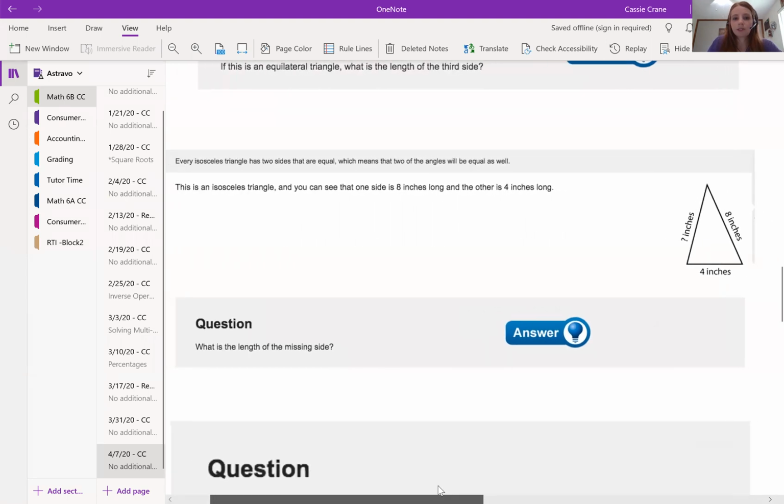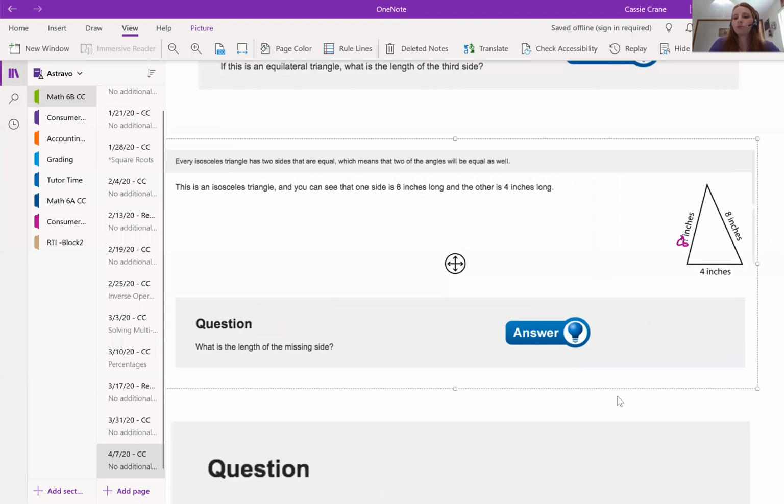It says it's an isosceles triangle, and you can see that one side is 8 inches long and the other side is 4 inches. So we need to know the other one, and y'all are already typing it in there. That would be 8. How do you know it's not 4? If it were 4, we'd still have 2 sides that are the same, wouldn't we? So how do you know it was 8 and not 4?